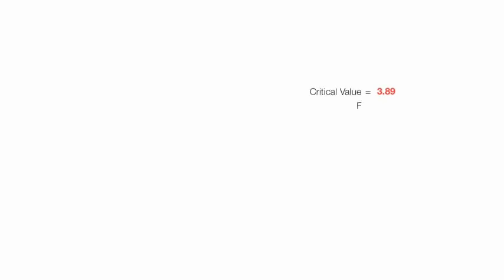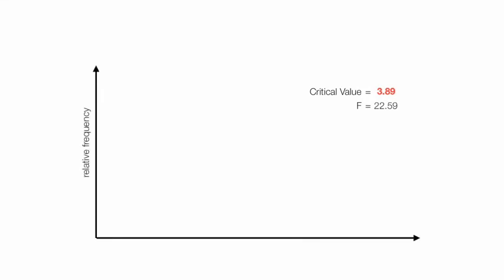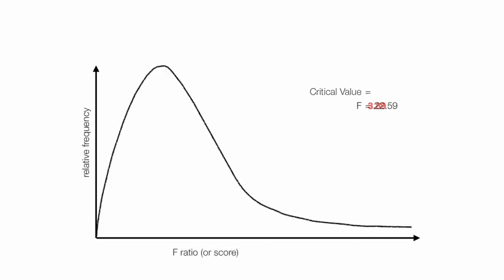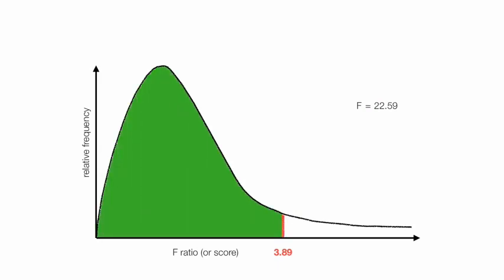And my F, remember, is equal to 22.59. So I draw on my little curve, a little distribution. And I draw my critical value, and I put a little red line there. Everything to the left is green. Everything to the right is in my rejection area. So obviously 22.59 falls into the rejection area, so I reject my null hypothesis.